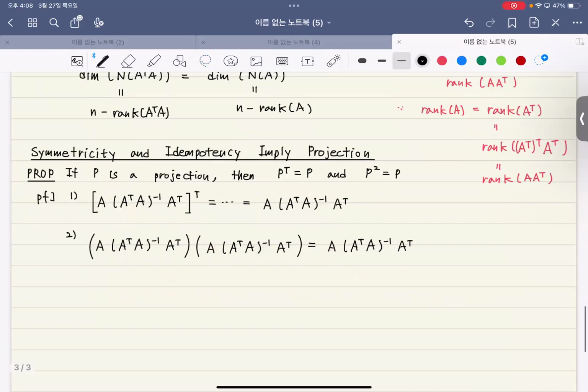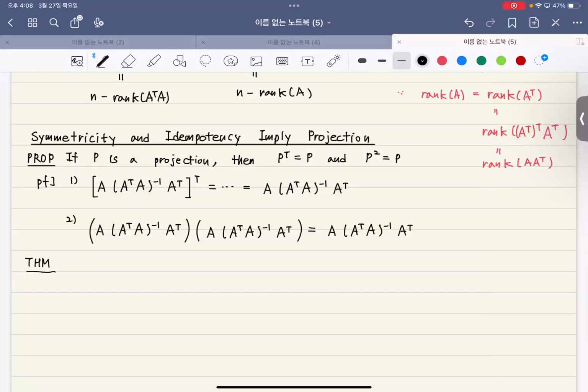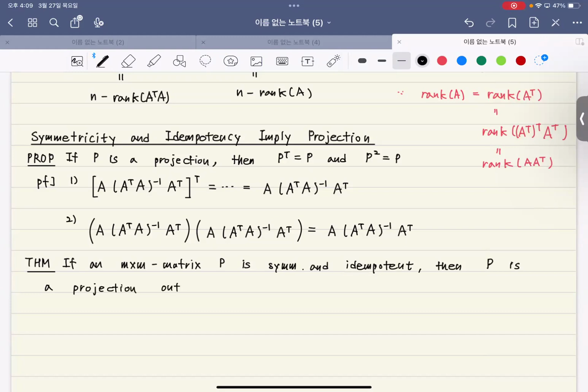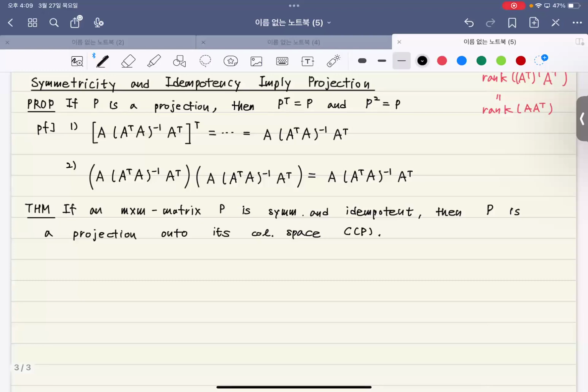But the other way is somehow tricky. If I have an m by n matrix P, and if this matrix is symmetric and idempotent, then P is a projection onto its column space C of P. So I'm proving exactly the opposite.